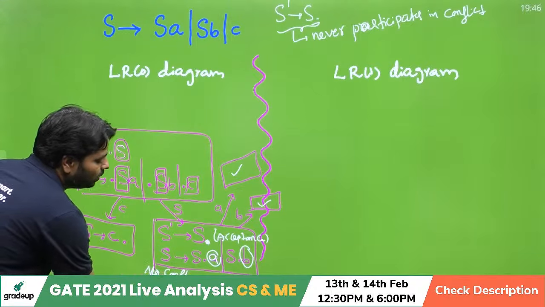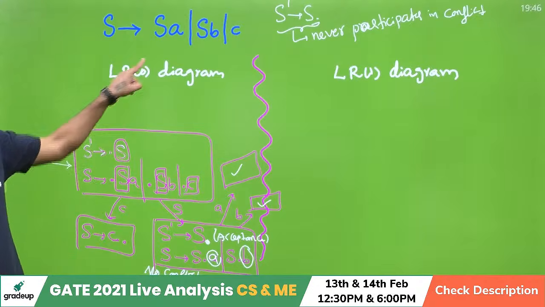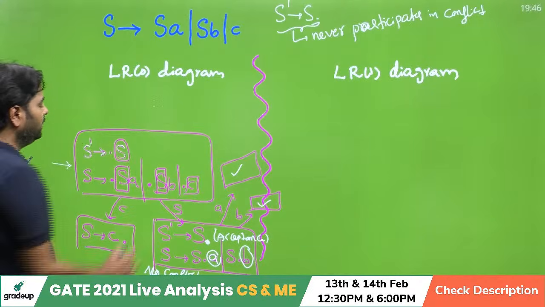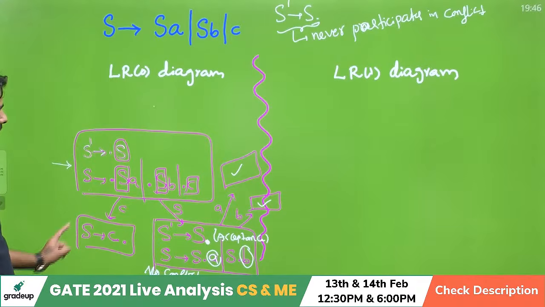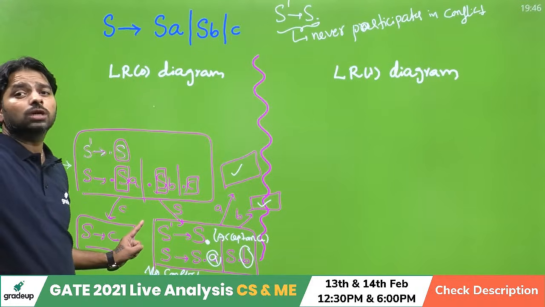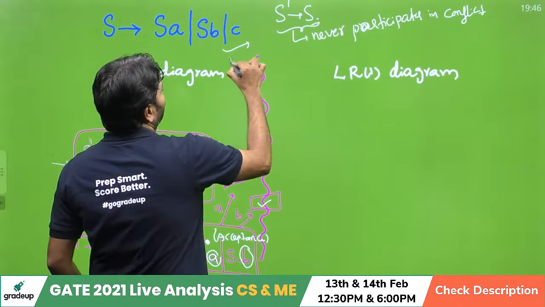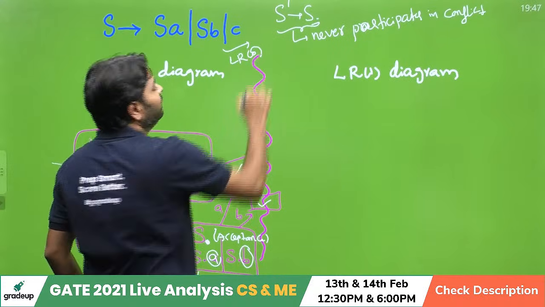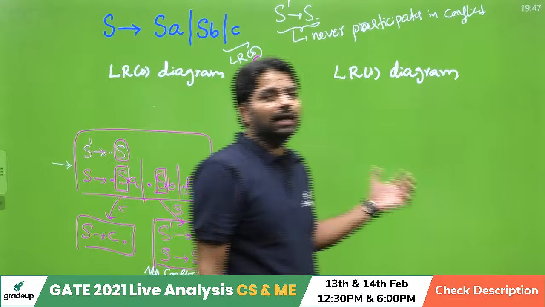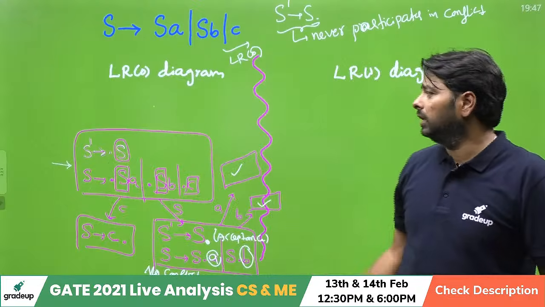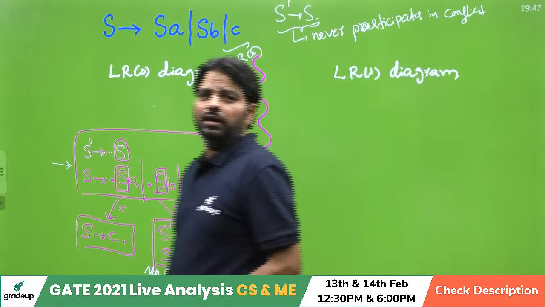So this grammar is LR0. Here if you look at, there is no reduced item. Here there is a reduced item, but there is no other reduced or other shift. Yes, so this grammar is LR0. If it is LR0, do you require to draw the LR1 diagram? No. Do you require to check SLR1? No. Is it clear?